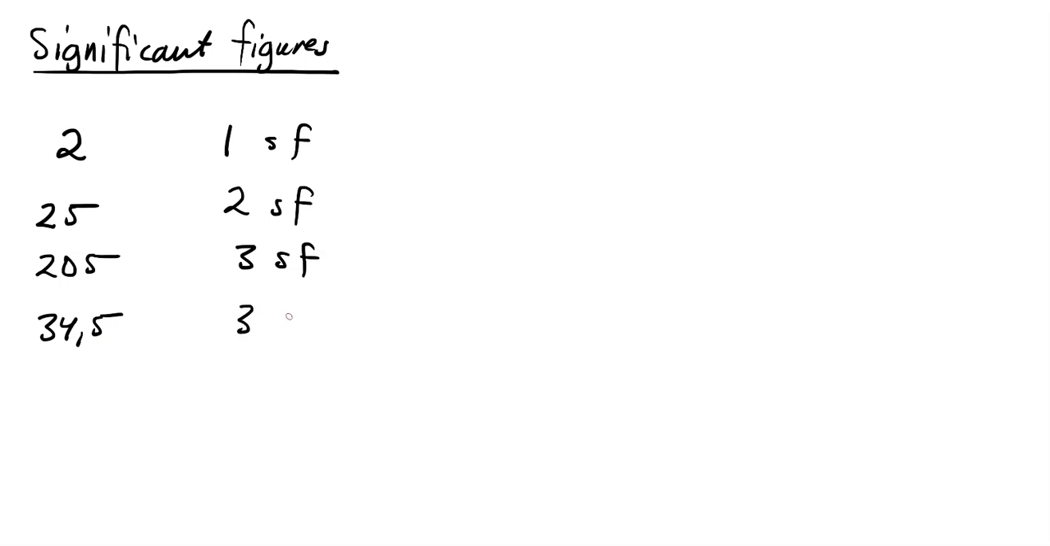34.5 also has three significant figures, so it doesn't matter here whether it has decimals or not. 40 has only one significant figure, because it ends with a 0 and is not a decimal number. If we have 4.0, then it has two significant figures. Then you should really count this, because it says something about accuracy. It's also saying something about the magnitude of it.